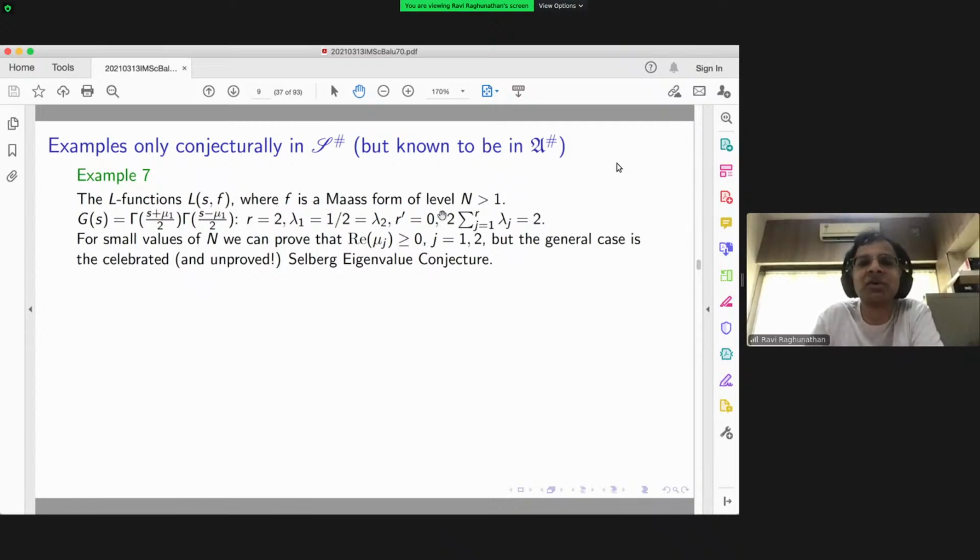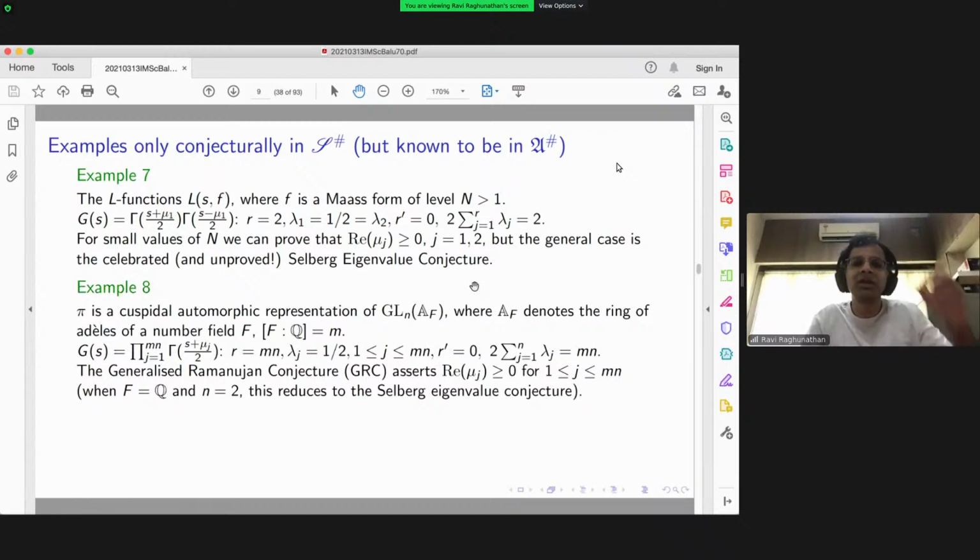So one is, suppose you have a Maass form of level N greater than 1. In general, you cannot show that it's in the extended Selberg class because its gamma functions look like gamma of s plus mu 1 by 2 and gamma of s minus mu 1 by 2. But the problem is that you cannot prove that real mu j is greater than or equal to 0 in general. This is in fact what is called the Selberg eigenvalue conjecture. Obviously it's a very deep conjecture, and has remained unsolved. It is known for small values of capital N, maybe up to 9 or 10, I'm not exactly sure, but certainly for N equals 1 it's known, and for certain small values. But for a general congruence subgroup, this conjecture is not known. Since A sharp does not require any constraint on the mu j's, we know it belongs there. So even the L functions of Maass forms of higher level are not known to lie in the extended Selberg class.